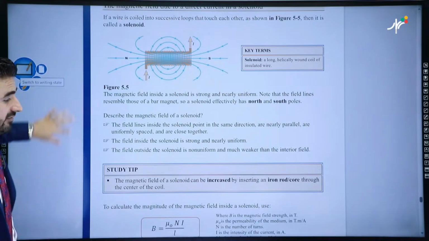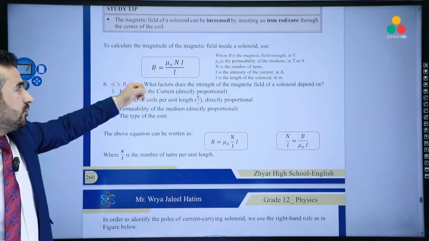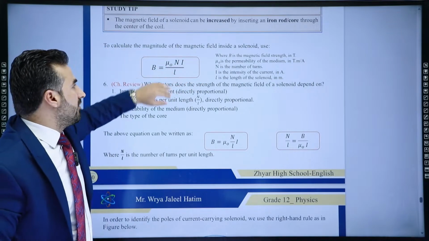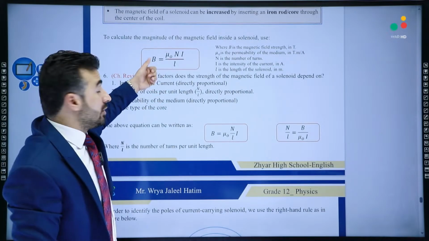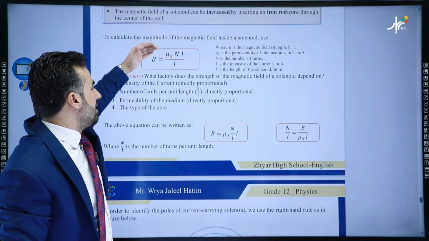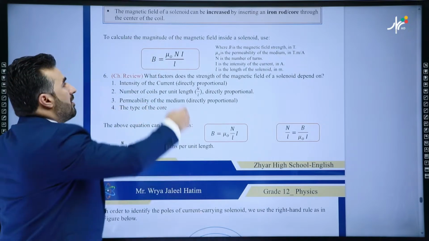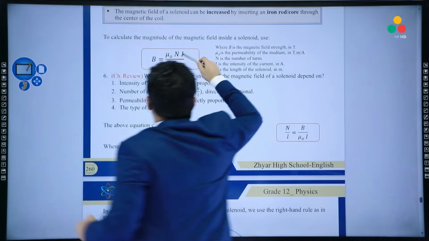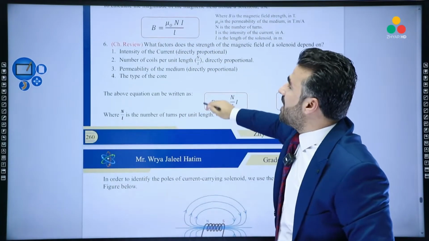Regarding the magnitude, we've mentioned that. For the magnitude of the magnetic field of a solenoid, we use mu naught N I over the length, okay? B is measured in Tesla, mu naught, we've said it before, is measured in Tesla meter per ampere, yeah? Very good. What about the number of turns? That is in turns. Current is measured in ampere, and length is measured in meter, don't forget.